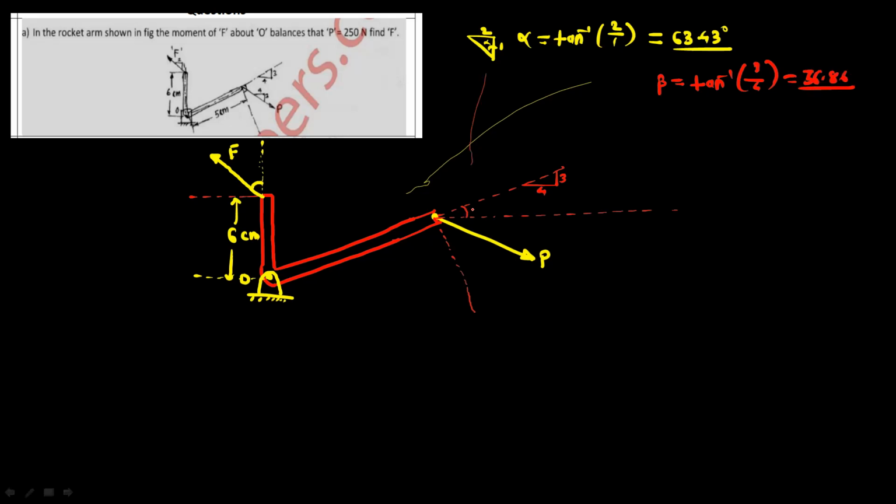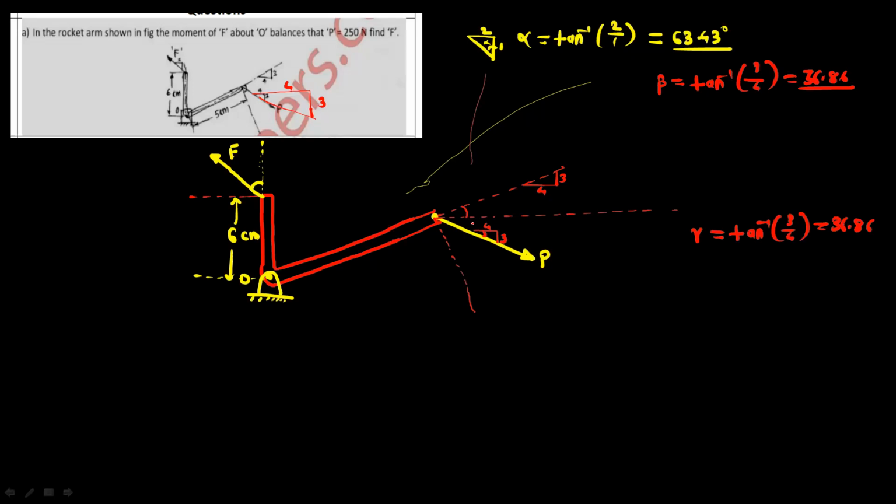Okay. So this angle is known, which is beta. Now next, the angle for force P is given with respect to the horizontal. Just observe here, this is your horizontal. If you construct this complete triangle, then this side is 4 and this is 3. So you can find out this angle. Suppose this angle is gamma. So gamma is equal to tan inverse 3/4, which is again 36.86.